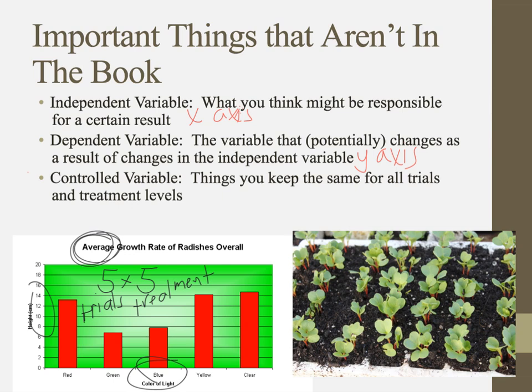So if the light is the only variable we want to be different, then our controlled variables would be things like: they all need to be in the same amount of sunlight. They all need to have the same soil. They all need to be the same species of radish. They all need to be exposed to the same watering routine. Okay, so those are our controlled variables.